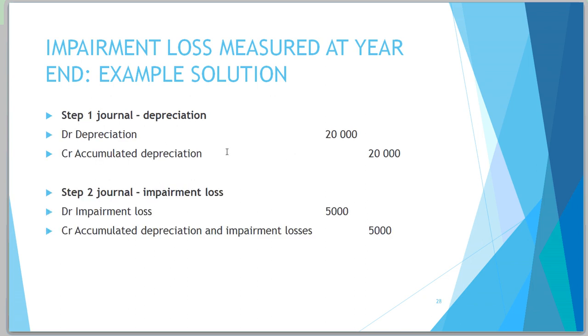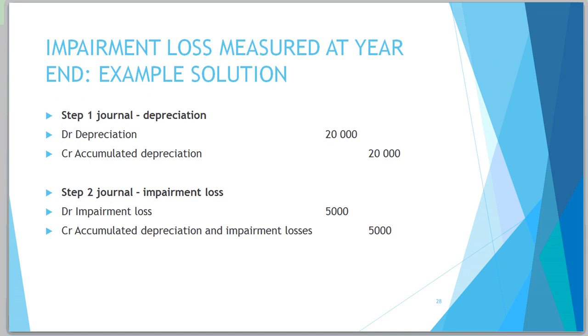Then step 1 is to recognize my depreciation. So I'll debit depreciation, credit accumulated depreciation with 20,000 rand. Step 2 is my impairment loss. I debit impairment loss, credit accumulated depreciation and impairment loss with my 5,000 rand, which is step 2. There will be no step 3.